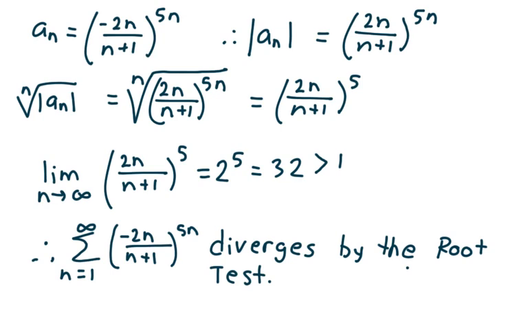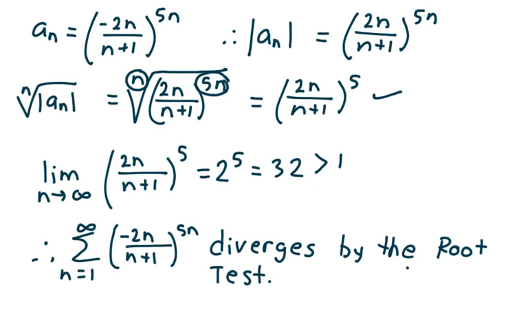And what you end up getting, and really think carefully about this, is you end up with (2n over n plus 1) to the 5th power. Because notice that 5n divided by n, right? So if I take the power and divide it by the index, I get a 5. And so this is what I end up getting.